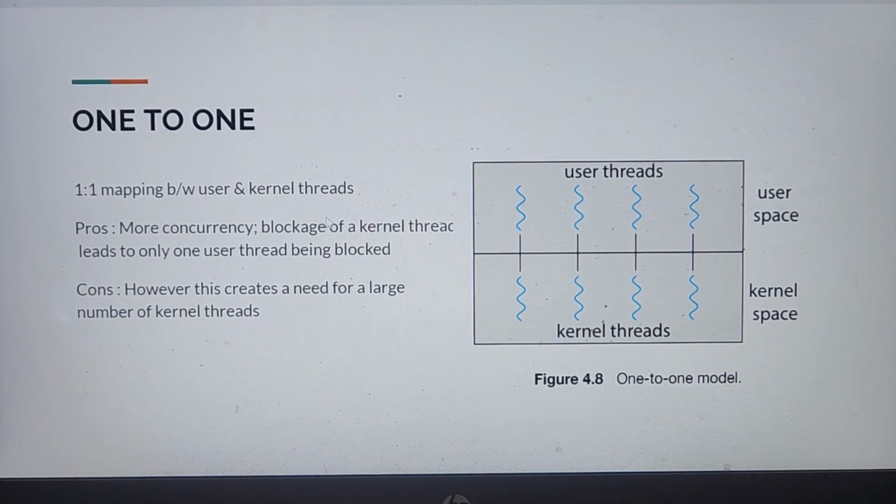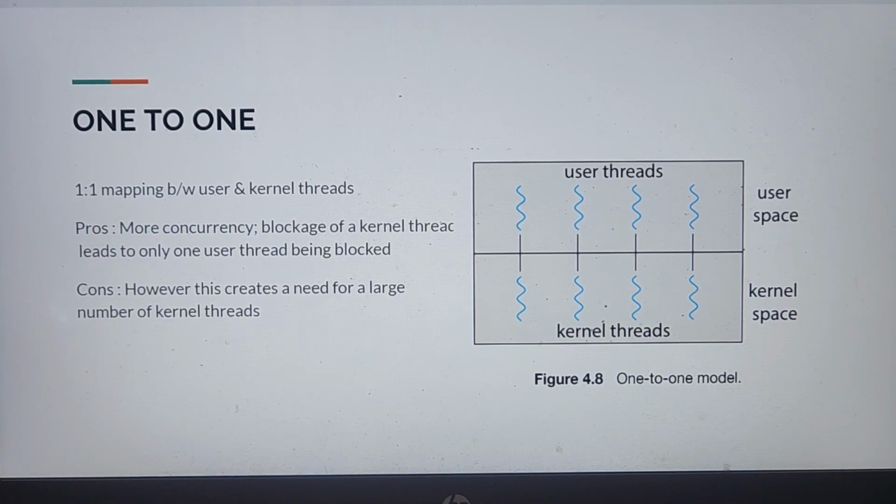So in that sense you have more concurrency, first point. Second, blockage of a kernel thread leads to only one user thread being blocked. So in the previous one we saw that if that one kernel thread gets blocked, all four user threads are in trouble, right? Here that's not there. If this particular kernel thread is blocked, only this one thread is going to be in trouble, everyone else is going to work perfectly fine. These are the pros. But again, you need as many kernel threads as there are user threads, which means you are creating a large number of threads, which means there's going to be a lot of space, memory allocation. That is the overhead. That is about 1-to-1.